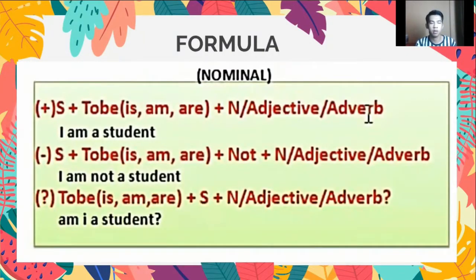Formula nominal. Positive structure: subject plus to be (is, am, are) plus object. Example, I'm a student. Negative structure: subject plus to be (is, am, are) plus not plus object. Example, I am not a student. Question structure: to be (is, am, are) plus subject plus object. Example, am I a student?